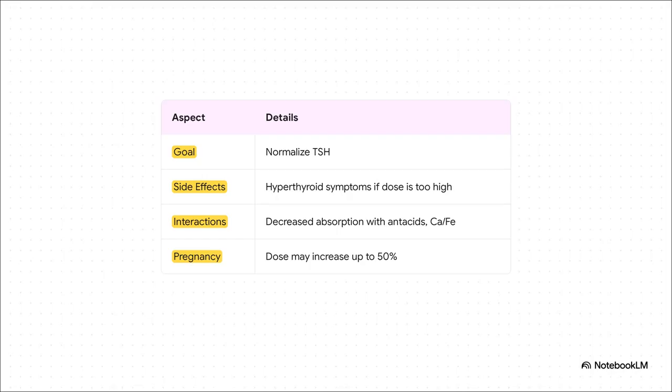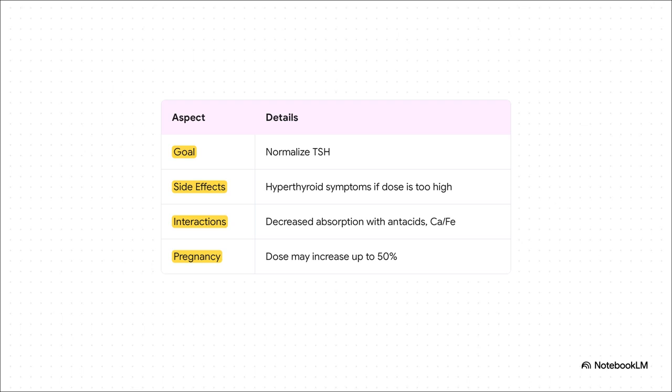All right, levothyroxine. This is our bread and butter for hypothyroidism. The goal, as we know, is to get that TSH back to normal. But it's so important to counsel patients that if the dose gets too high, they might start feeling anxious or like their heart is racing. Basically, they'll get symptoms of hyperthyroidism.